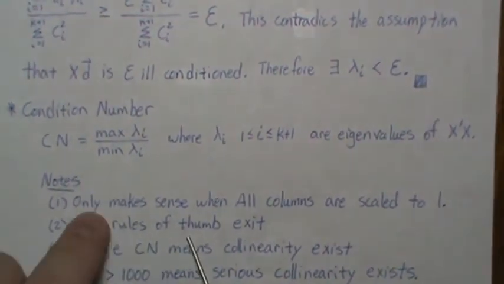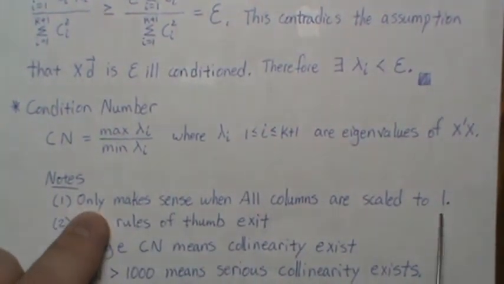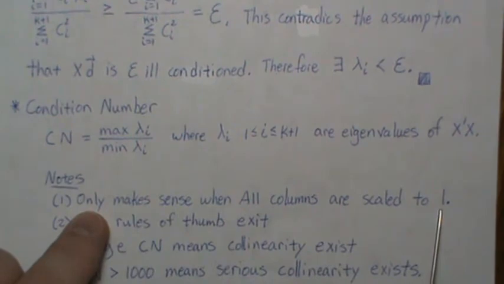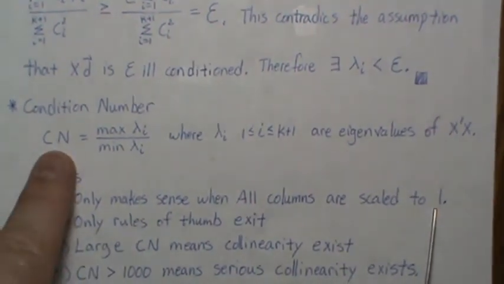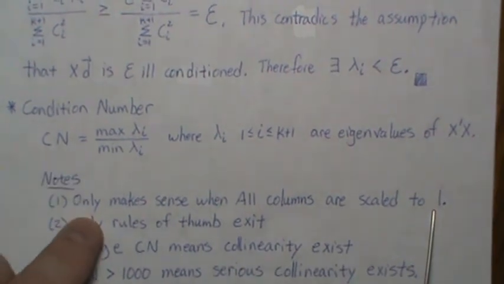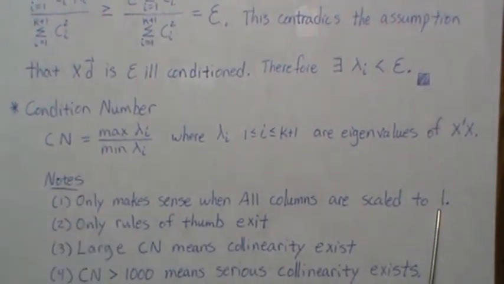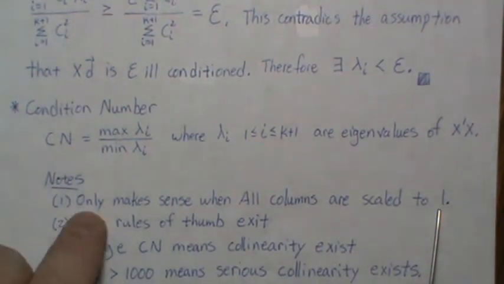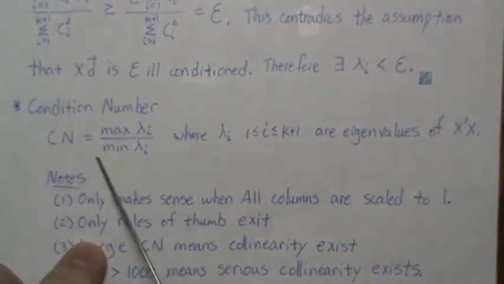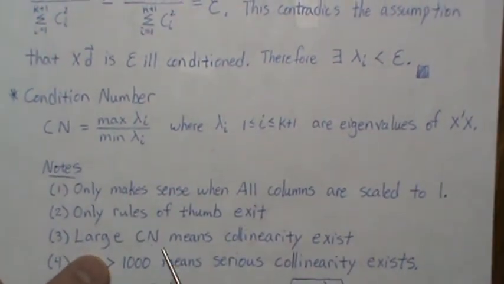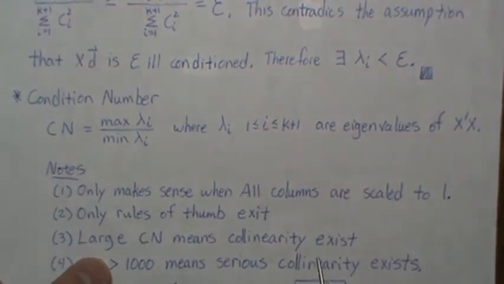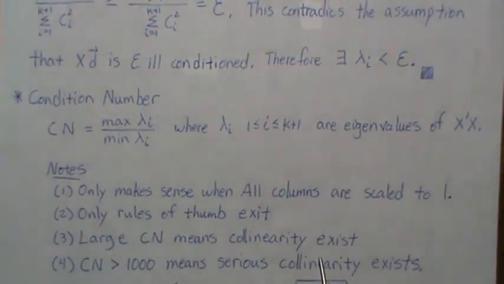The condition number only makes sense when the columns are scaled to 1. So in every printout that prints the condition numbers for a design matrix, you absolutely know they've been scaled, but we don't know if they've been centered or not. So you have to understand what your software does. Only rules of thumb exist for condition number. And we know that large condition numbers mean collinearity exists. But what's the cutoff?